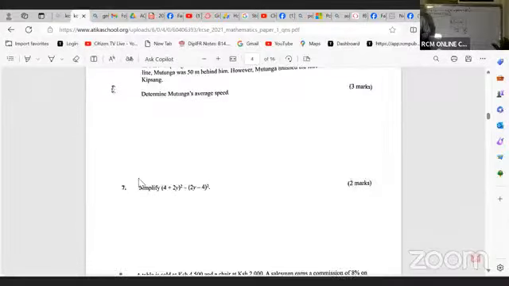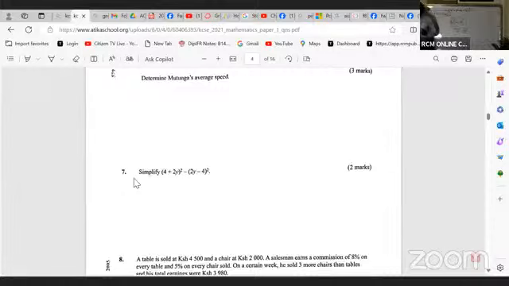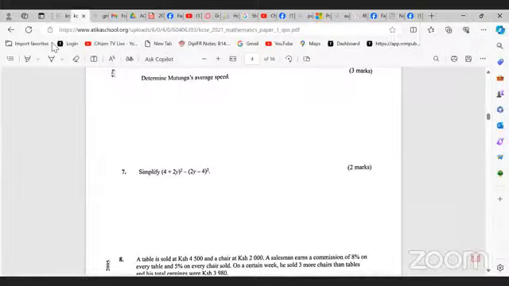It is example 7 of KCSE Mathematics Paper 1, where they want you to simplify 4 plus 2y squared minus 2 minus 4 squared. You can come and copy from here. Simplify this. Are you able to see it? Yes, sir.